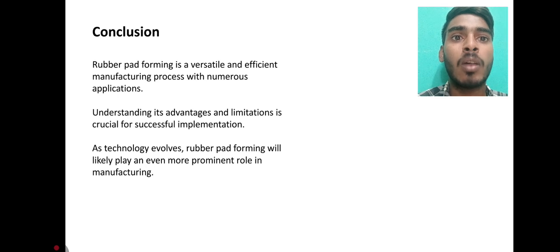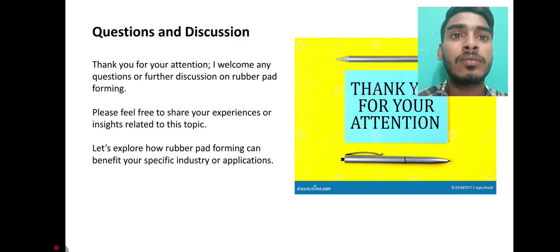Conclusion. Rubber pad forming is a versatile and efficient manufacturing process with numerous applications. Understanding its advantages and limitations is crucial for successful implementation. As technology evolves, rubber pad forming will likely play an even more prominent role in manufacturing.